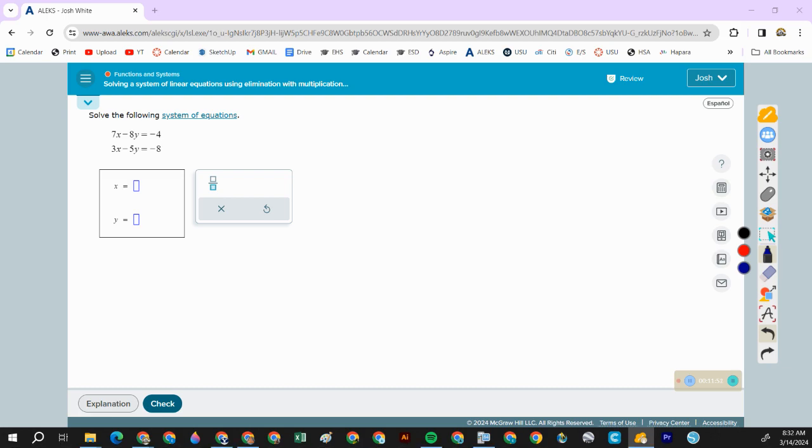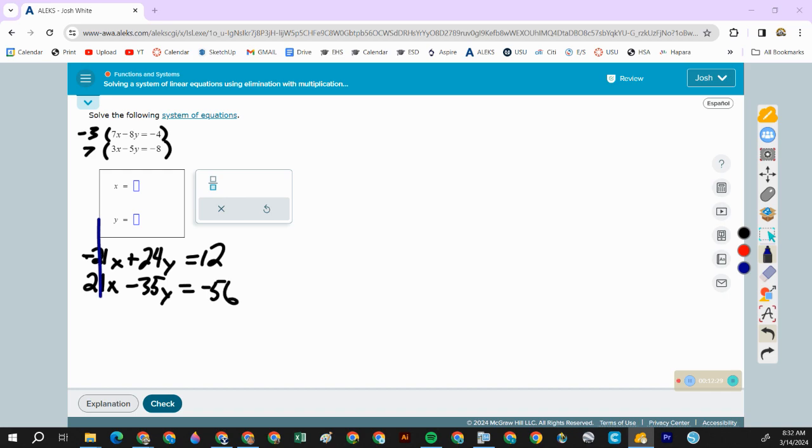All right. I would do elimination here. There really isn't a good way to do it. If I want to cancel the x's, I will times this by negative 3, and I will times this one by 7. And I did that so that the top will become negative 21x plus 24y equals 12. And the bottom will become 21x minus 35y is equal to negative 56. And now my x's will eliminate.